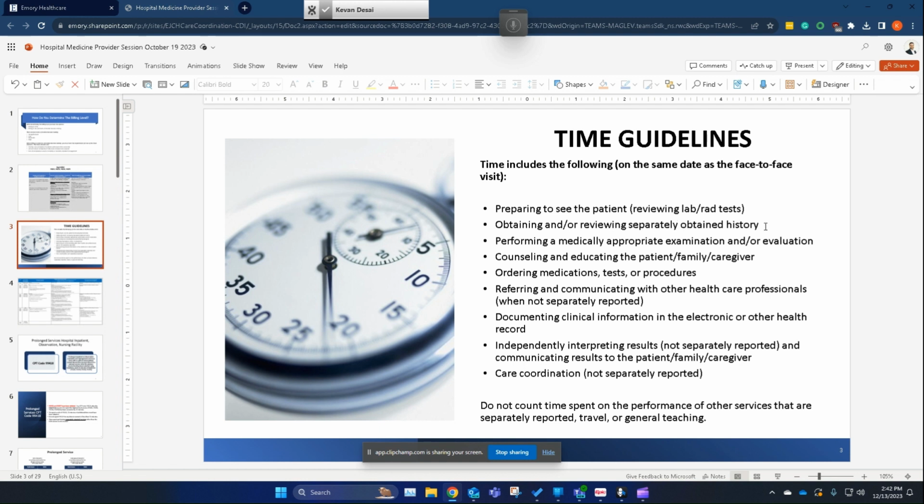Obtaining and reviewing separately obtained history. That could also be talking to the patient, getting history, or using the chart to go back, using Care Everywhere to pull documents. All of this adds up to the amount of time that you're spending on the patient.